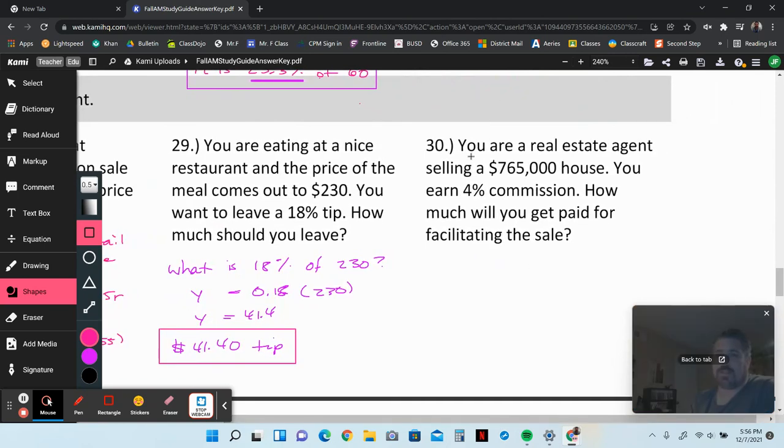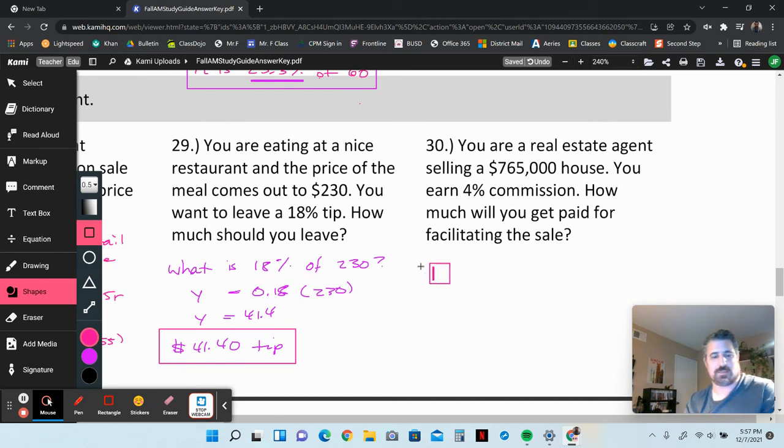All right, and then this one over here, you're a real estate agent selling a $765,000 house. You earn 4% commission, which is, by the way, a very high percent. Usually it's 2% or 1%. But let's say you get an amazing 4% commission because you're the agent for the seller and the agent for the buyer. You're doing both things. You're just getting a great commission. So basically, that means for making the sale, you're going to get 4% of that value. Can you imagine? So that's pretty cool.